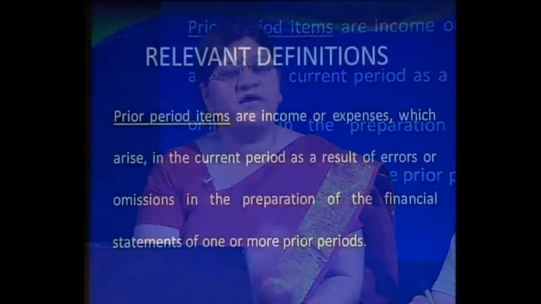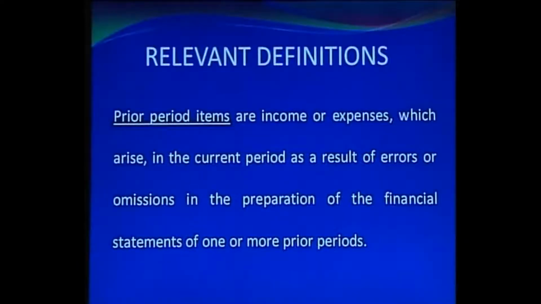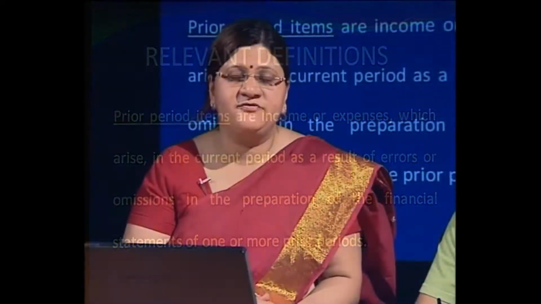Similarly, there are prior period items. Now, prior period items are defined under AS 5 as incomes or expenses which arise in the current period, but have resulted from errors or omissions in the preparation of the financial statements of one or more prior periods. What do we mean by it? For example, there were certain salaries which were outstanding for the last year. We have to pay them in the current period. So, they are prior period items.